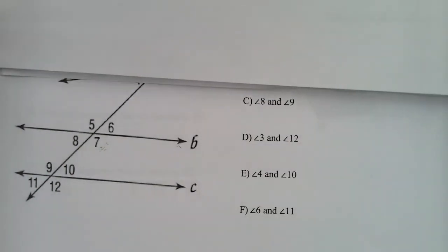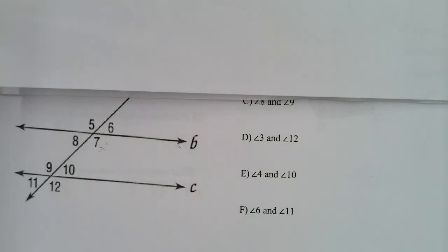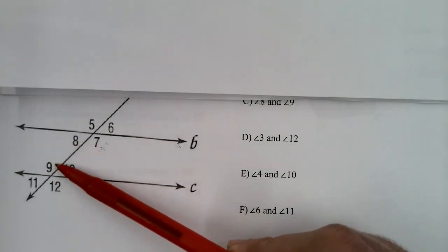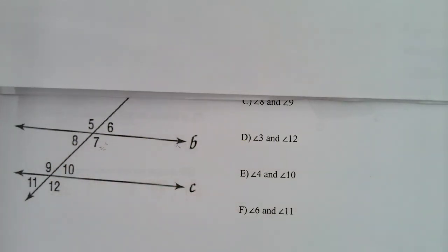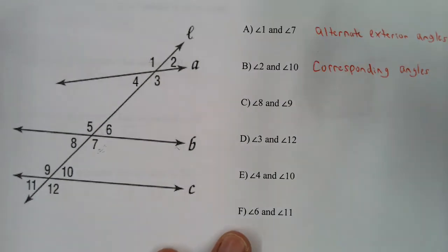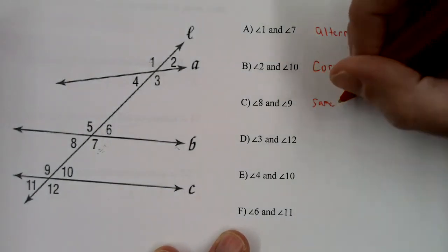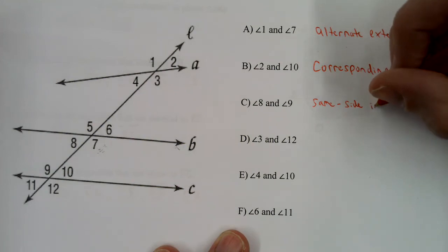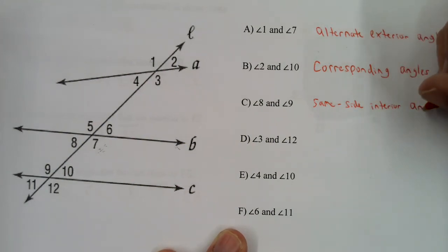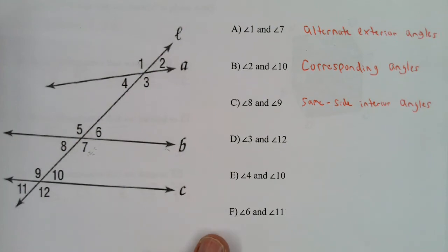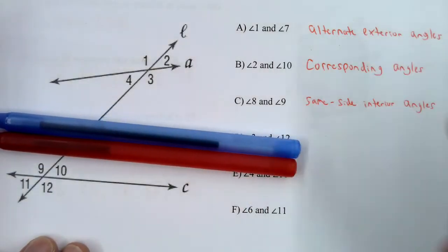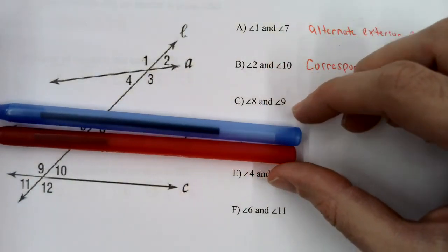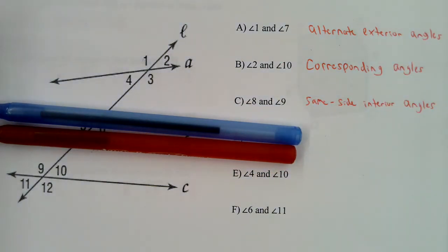Part C, 8 and 9. Let's cover this up. 8 and 9, those are inside the two lines being intersected, and they're on the same side of the transversal. So those are called same side interior angles. Next part, angle 3 and angle 12. Let's ignore this portion right there. 3 and 12, 3's in the bottom right, 12's in the bottom right. So those are called corresponding angles.